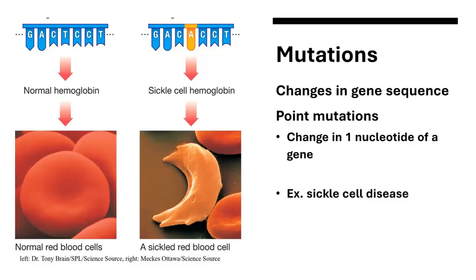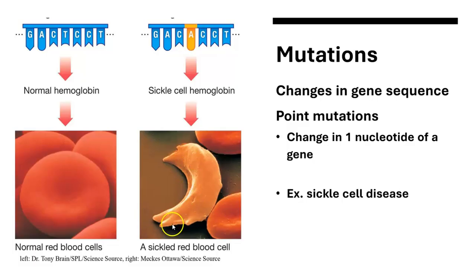So there's a wide variety of what we call different types of mutations. So we'll talk about point mutation first. Point mutation refers to just one point, or where one nitrogenous base is different. Sometimes we call these base pair substitutions. So we have the example here of a normal hemoglobin, and it's nice and round and has a little dimple in it. And then we have a sickle cell red blood cell.